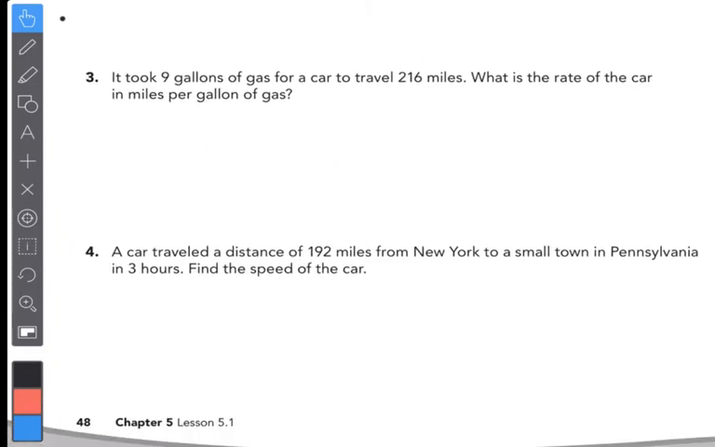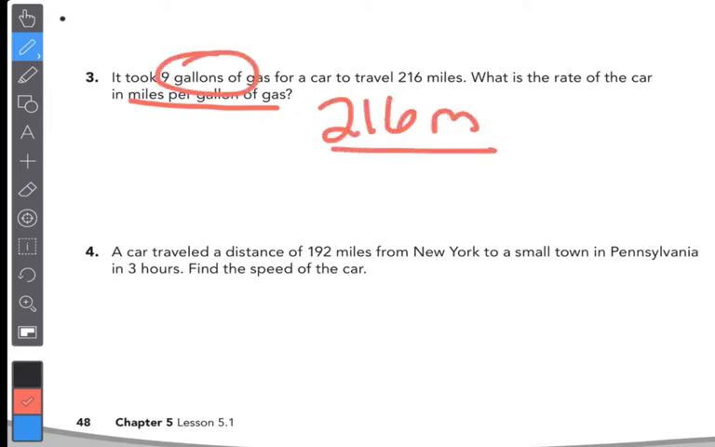So look at number 3. Number 3 says it took 9 gallons of gas to travel 216 miles. Okay, the key to this one, they tell you how they want it. They want it miles per gallon. So we're going to put miles up top. So it'll be 216 miles per gallon, so it's 9 gallons, equals, I don't know how many miles per 1 gallon. And then you could just cross multiply.